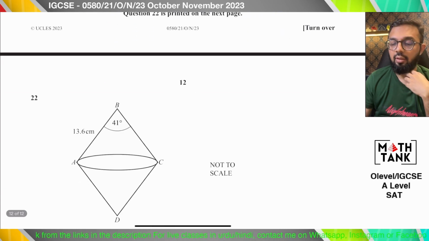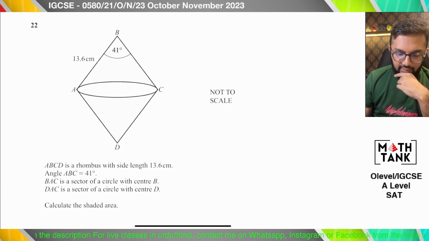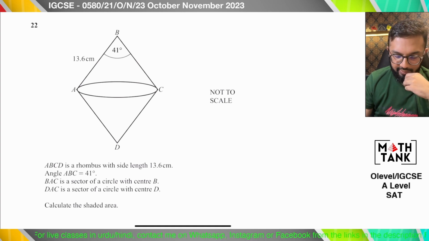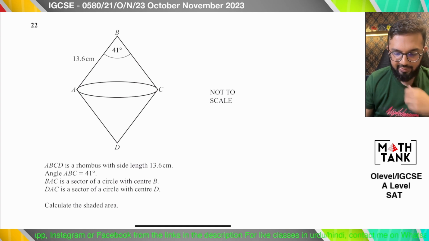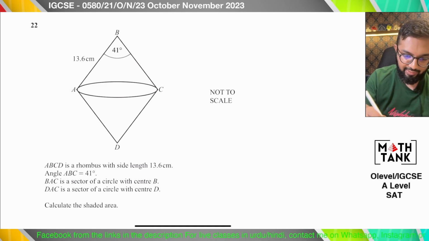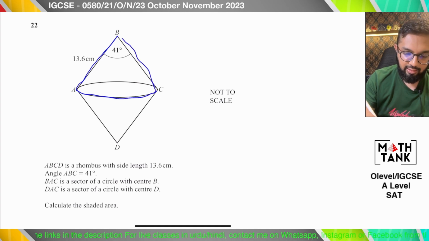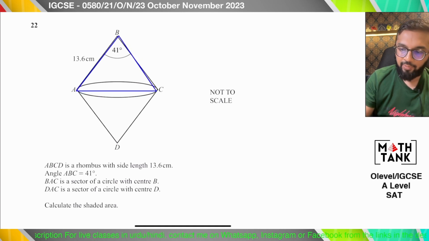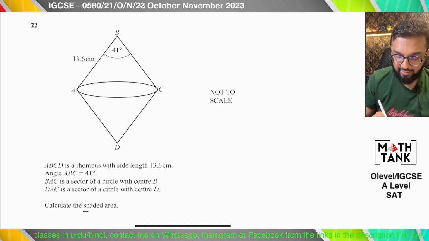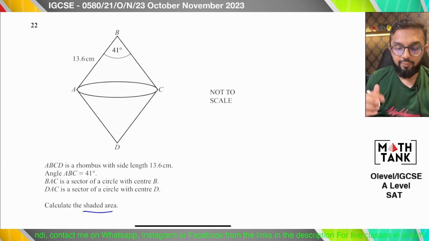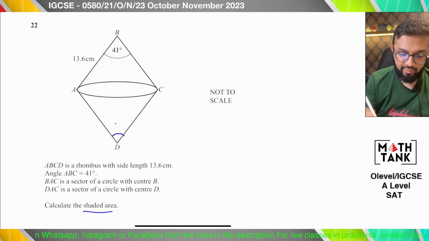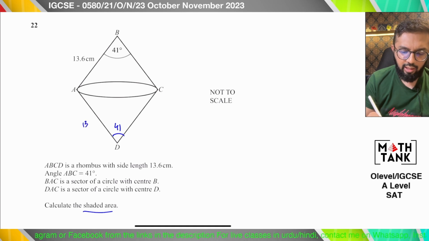It's 4 marks. Then this says ABCD is a rhombus with side length 13.6. Angle ABC is 41. BAC is a sector. So I am seeing sectors here now. BAC, okay, that's a sector with center B. It creates also a triangle. Calculate the shaded area. So there are two different sectors. Since it's a rhombus, this angle must also be 41 and all sides must also be 13.6.